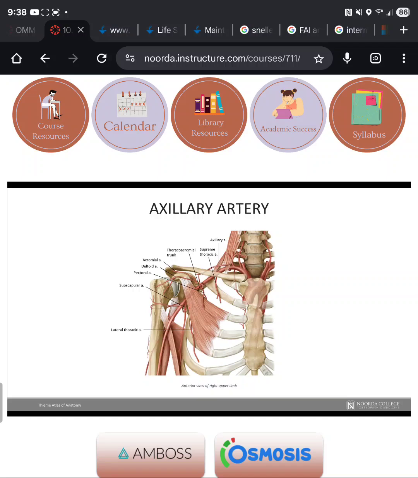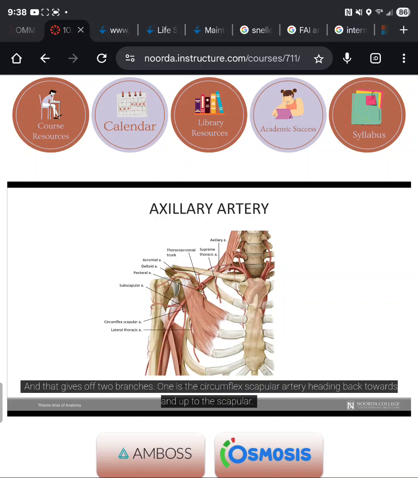it's below the scapula, and that gives off two branches. One is this circumflex scapular artery heading back towards and up to the scapula. The second is the branch going to this large muscle here, latissimus dorsi, and that is the thoracodorsal artery right there. And then the other two, the final branches off of the axillary artery, are these ones that wrap around the surgical neck of the humerus.